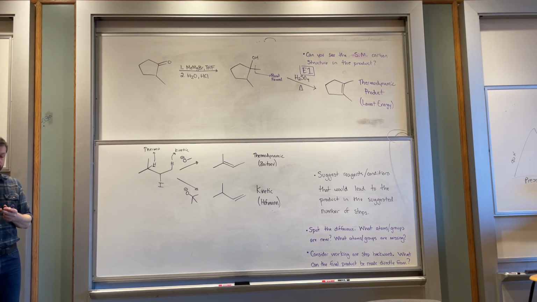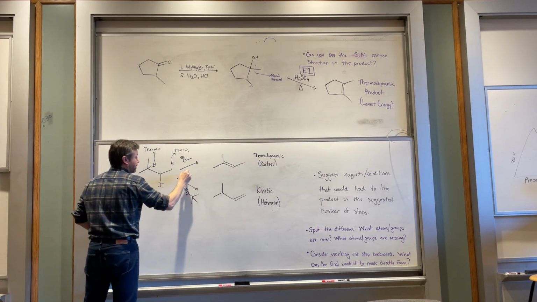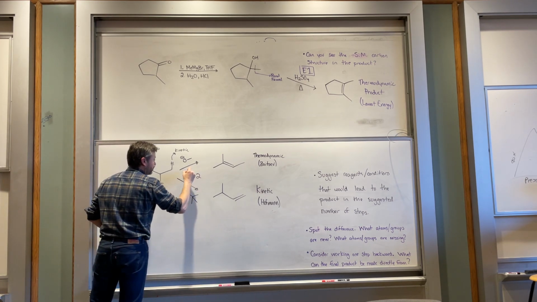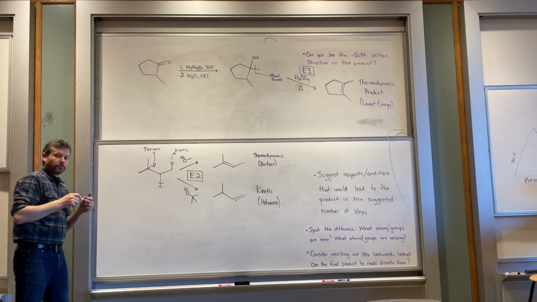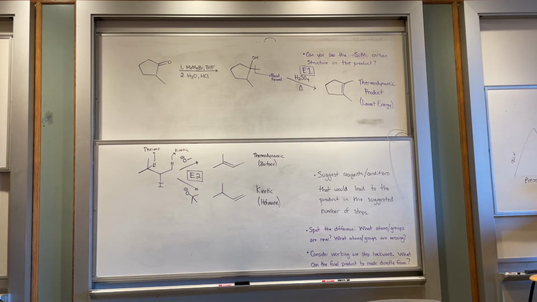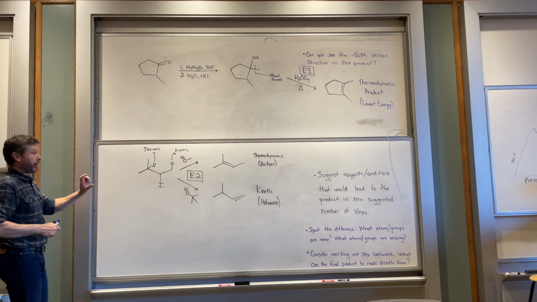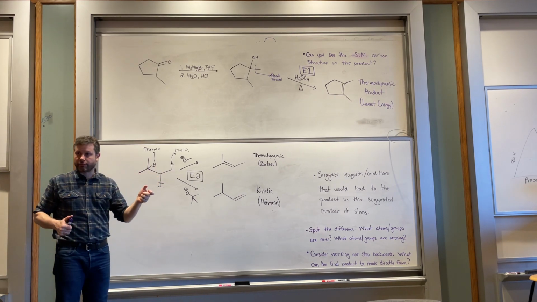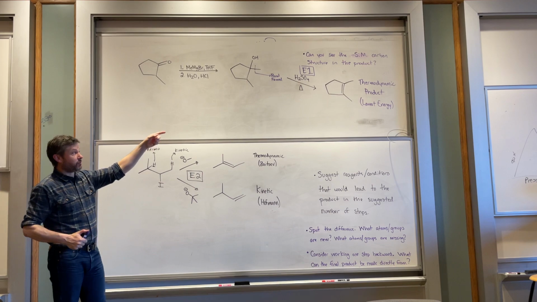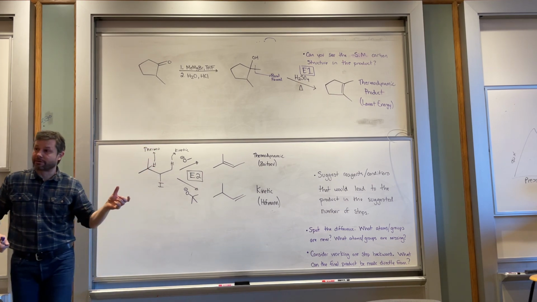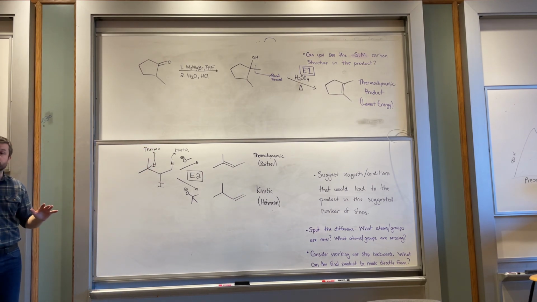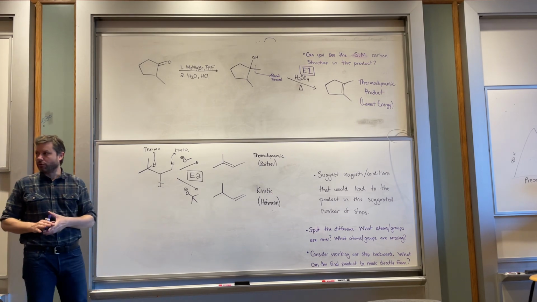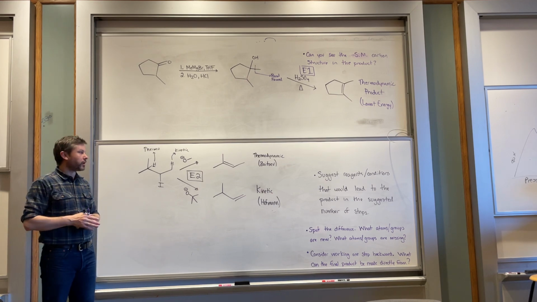Okay. It's notable that both of these are going to be E2 processes. That's really the only or the best way to control regiochemistry in elimination, right? By doing an E2 reaction and varying the base in order to get the result that we want. E1 reactions, as I said before, usually result in the thermodynamic product because those reactions are reversible. So eventually everything just kind of goes to the most stable product.